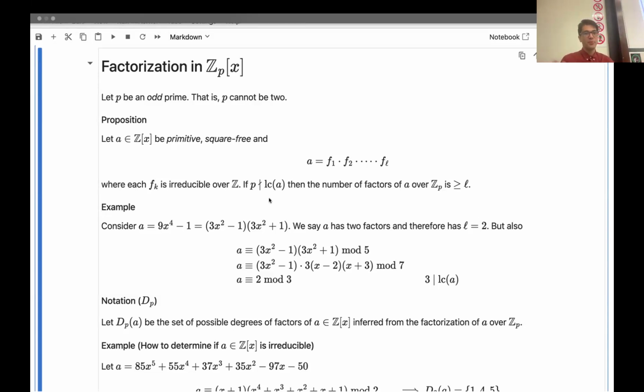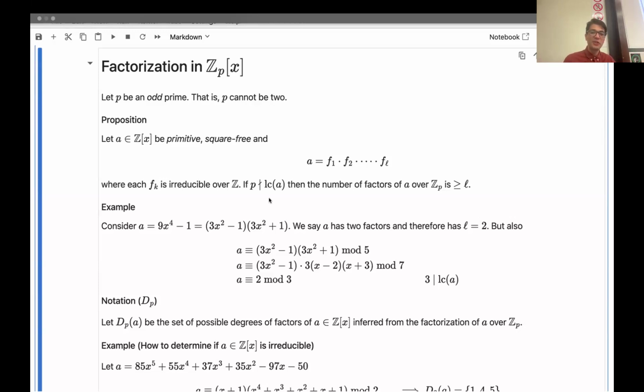Here's an example: 9x to the power of 4 minus 1. We factored this a bunch of times, but let's do this factorization mod different places, to notice that the number of roots can change depending on what field we're factoring over. For example, if we factor mod 5, we split A into 2 polynomials of degree 2. If we split mod 7, we split A into 1 polynomial of degree 2 and 2 linear ones. And in those 2 cases, the product is 4.